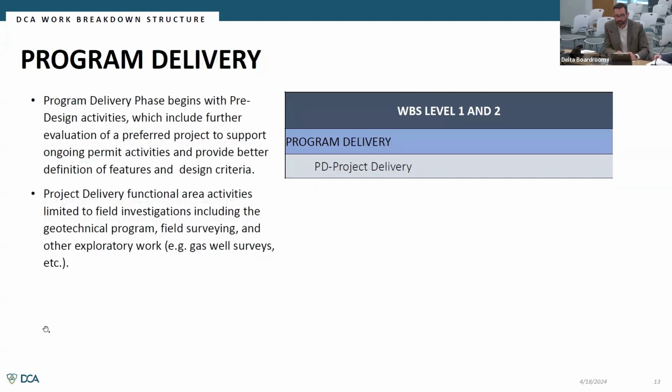Program delivery begins with a pre-designed set of activities, which include the further evaluation of the preferred project to support these ongoing permit activities. The project delivery functional area activities right now are just limited to field investigations, which includes geotechnical studies, field surveying, and other exploratory work, utilities, potholing, that kind of thing.